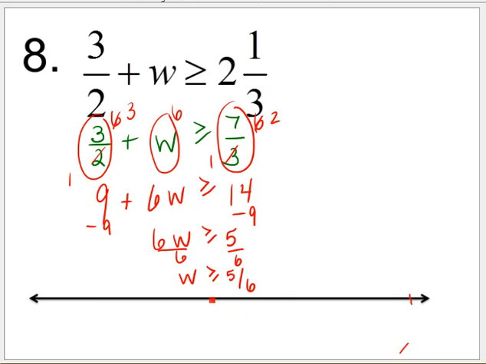Now it's a little bit different because I haven't had any fraction answers before, but we'll go ahead and put 5/6 on the number line. And I'll place 1 next to it, and I'll place 0 down here. 5/6 says greater than or equal to, so I will use a closed-in dot, and I will shade to the right.